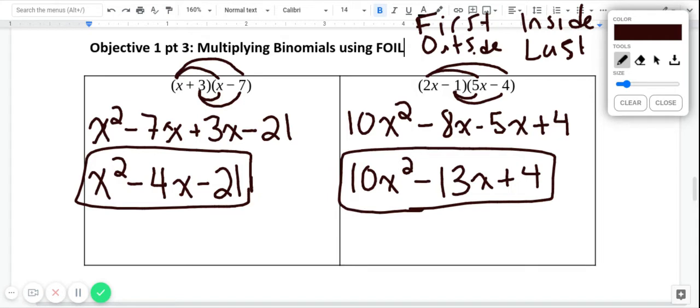So that is 2x minus 1 times 5x minus 4 is 10x squared minus 13x plus 4. That's how you multiply binomials using FOIL, the FOIL method, but please just know that this is just the distributive property. Just make sure you take this 2x times both terms in the second binomial, and then the -1 times both terms in the second binomial. You're just distributing the terms. It's nothing really that fancy.